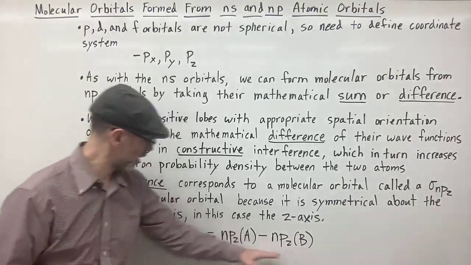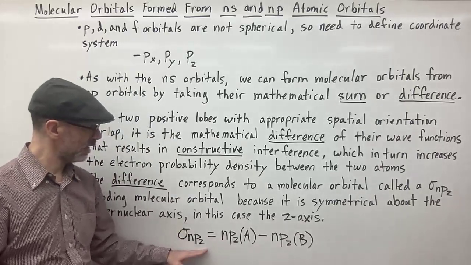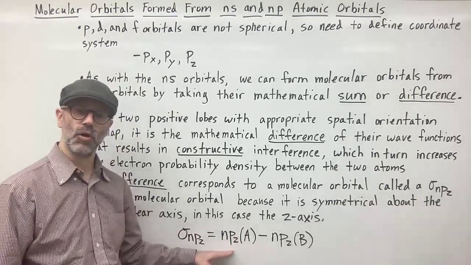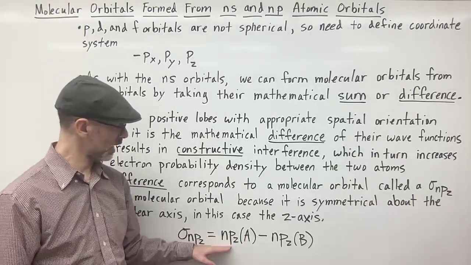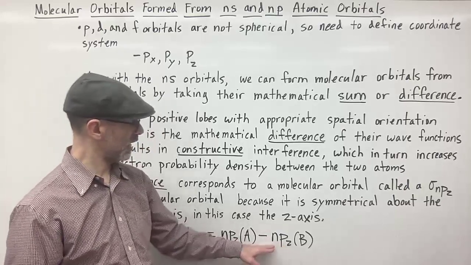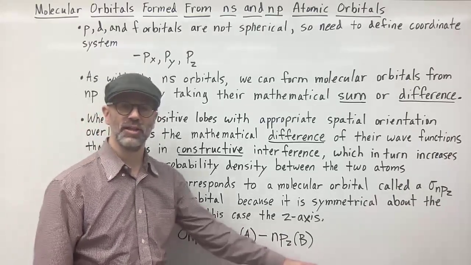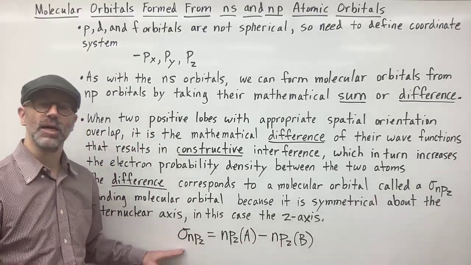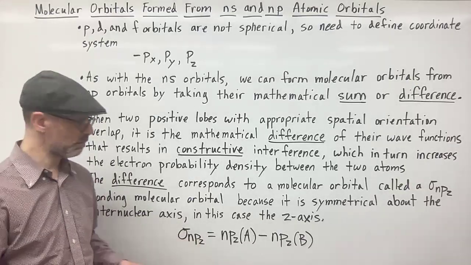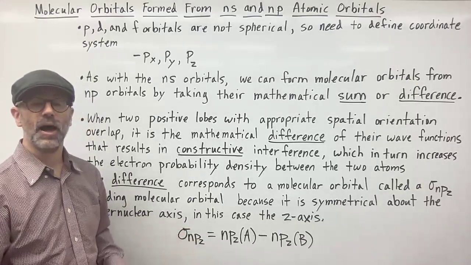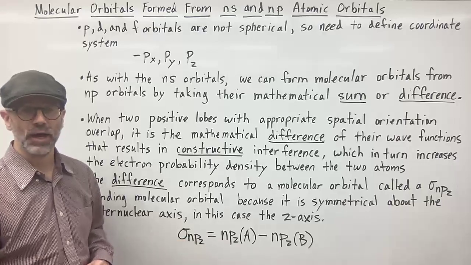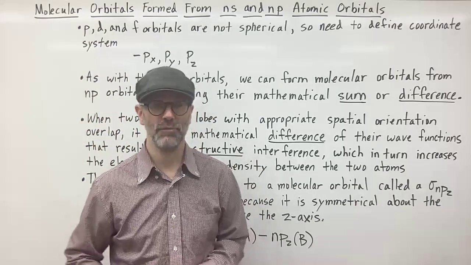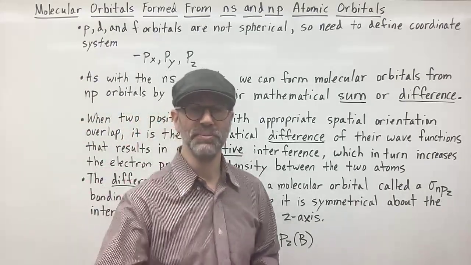And so here's a formula, right? The sigma npz is equal to npz of A, the atomic orbital of atom A, minus the npz of atom B. So these are the atomic orbitals. We're finding the difference, and that's going to give rise to the sigma npz molecular orbital, and it's bonding because there's no star there. Star would be antibonding. Okay, so now let's talk about the antibonding orbital due to the sum of these atomic orbitals.